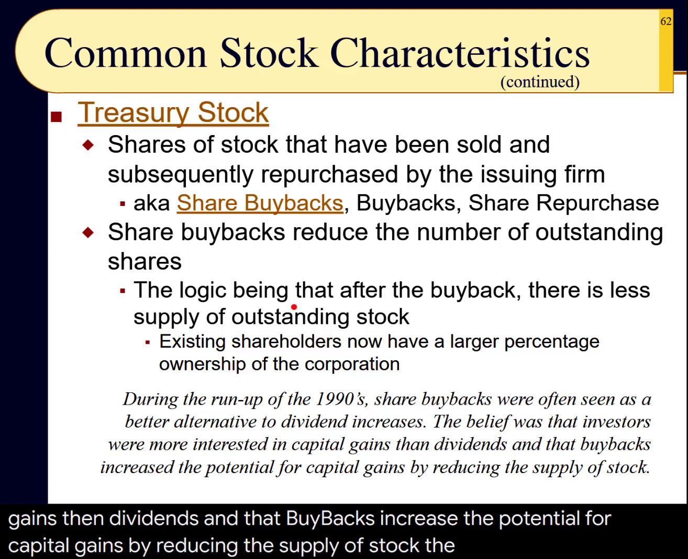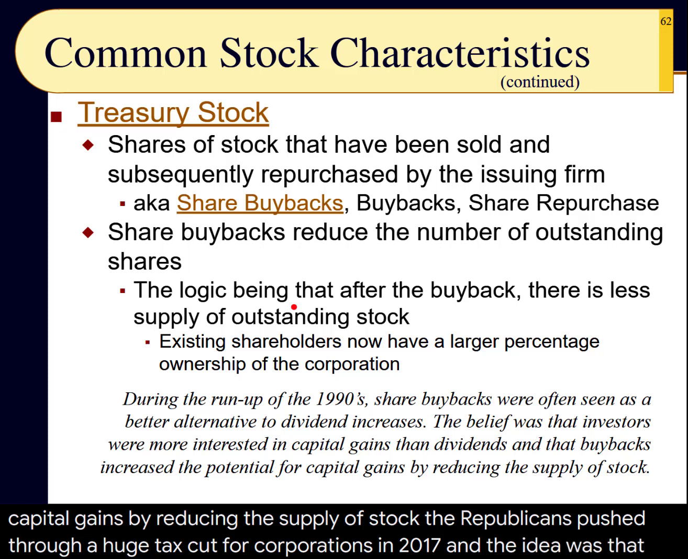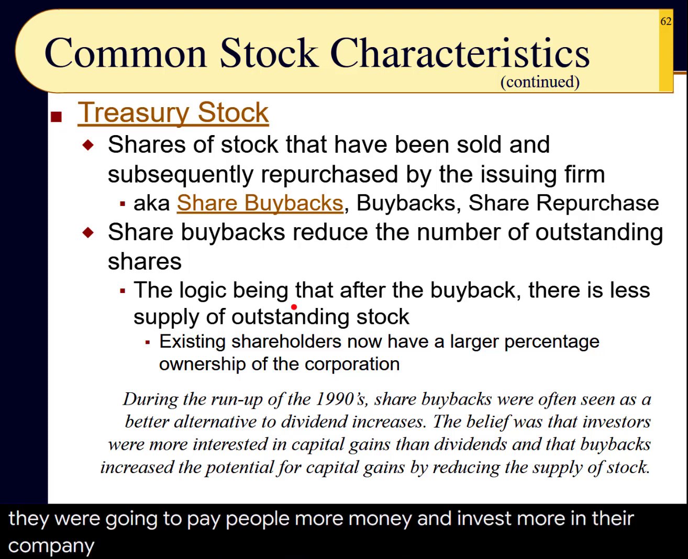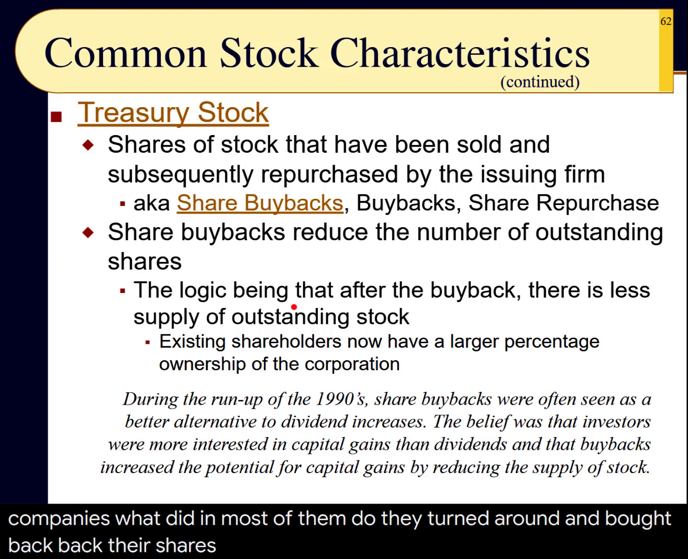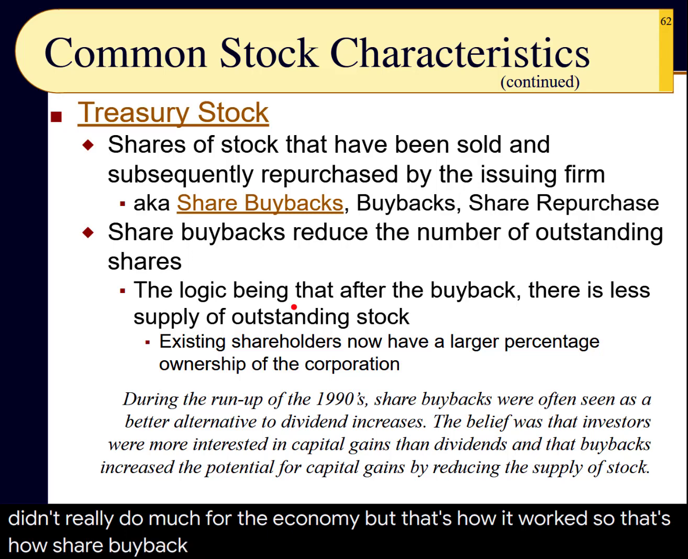The Republicans pushed through a huge tax cut for corporations in 2017, and the idea was that they were going to pay people more money and invest more in their companies. What did most of them do? They turned around and bought back their shares, which helped the people who own shares, but it didn't really do much for the economy, but that's how it worked. So that's how share buybacks, share repurchases work.